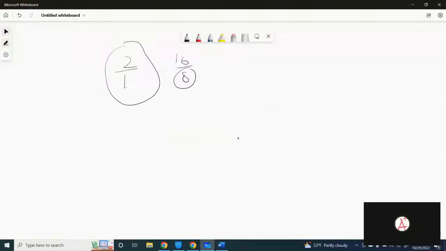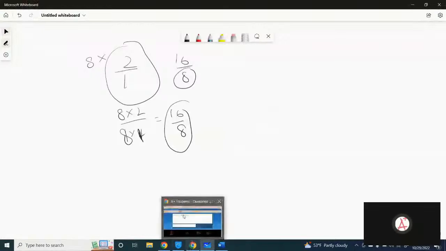1 times 8 makes 8. Just multiply this fraction by 8. So it would be 8 times 2 over 8 times 1. 8 times 2 is 16 and 8 times 1 is 8. So after multiplying by 8, the fraction is exactly equal to the other one. Got it? That means yes, they are equivalent ratios and they form a proportion. The answer is yes.